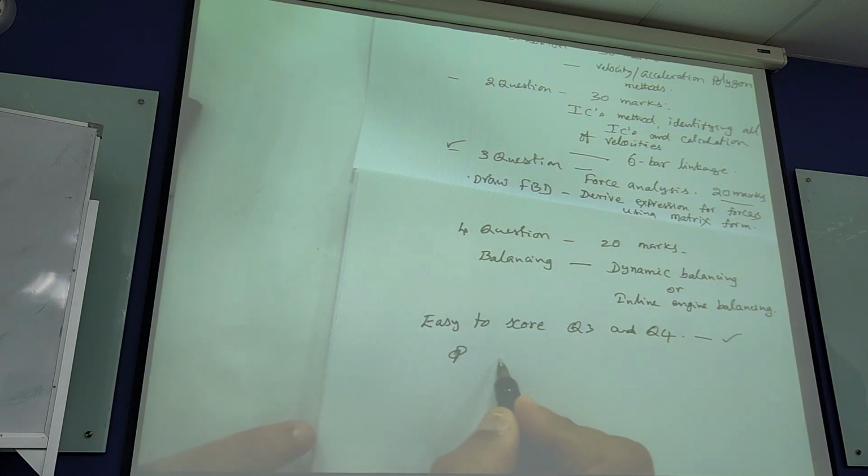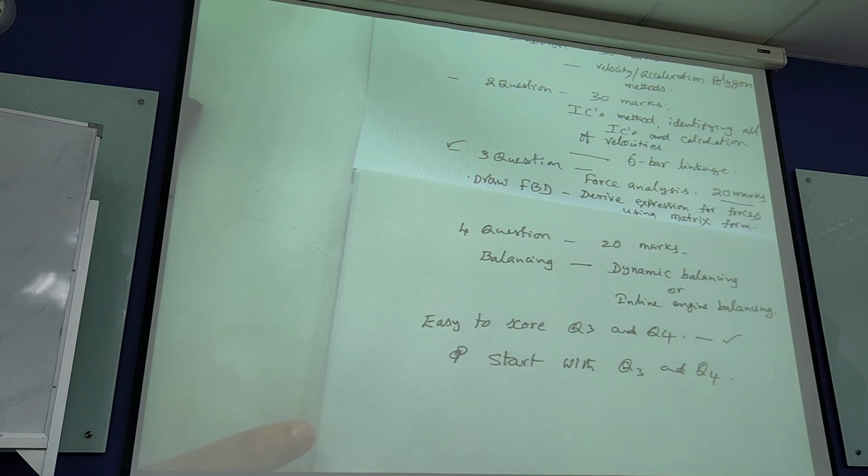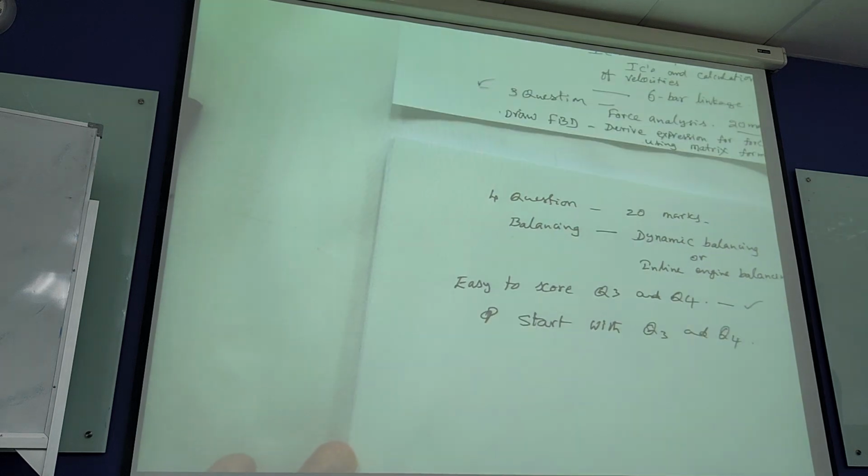Strongly recommended: start with Q3 and Q4. Though the questions have fewer marks, it is likely that you can score well. But if you are confident about the procedures of your velocity analysis by polygons or the IC's method, you can do both questions in less than 1 hour. But it requires some amount of practice.